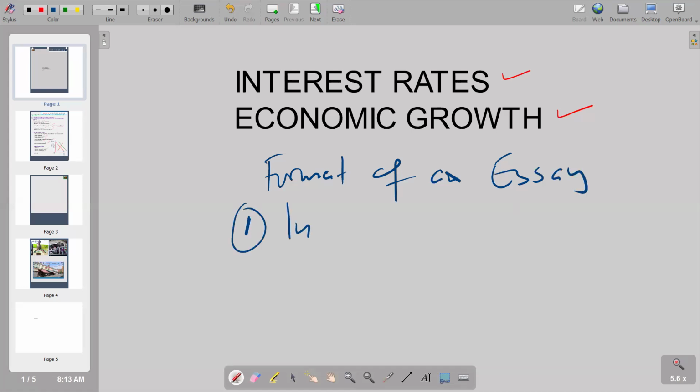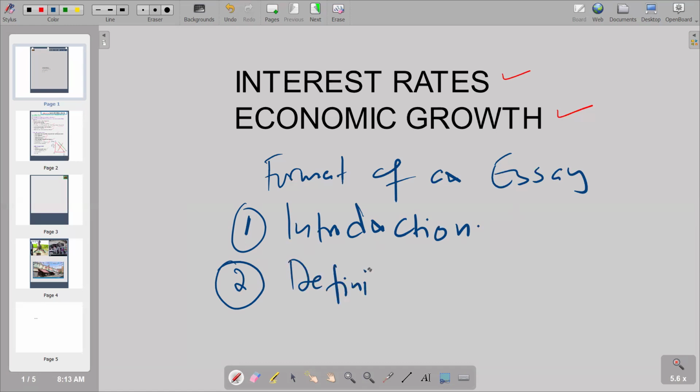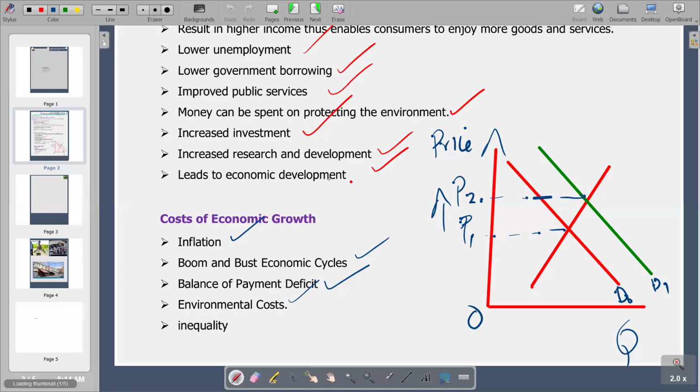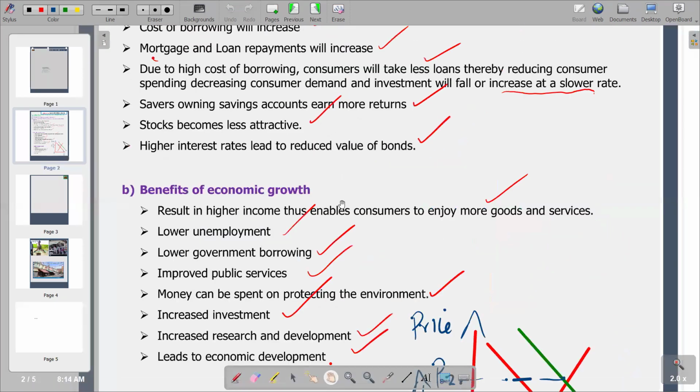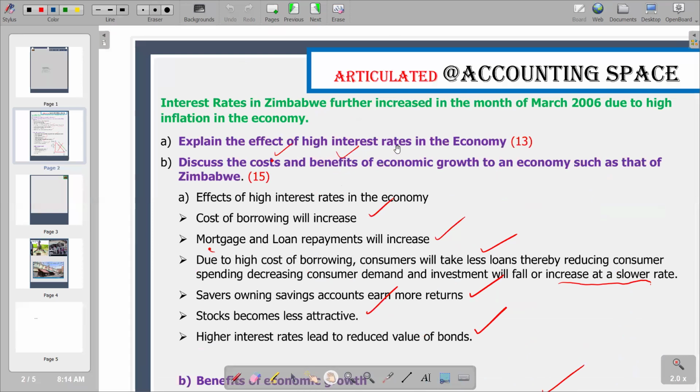Remember, you're going to start with your introduction. So it is very important that you come up with your introduction, paragraph 1. And then paragraph 2, definition of terms. So at least one or two terms from the question, from the wording of the question, that you can just define. In that paragraph, we are not explaining anything, we are just defining. For example, if you refer back to our question, you'll see that we've got the term interest rates. That's a typical term that you can pick.